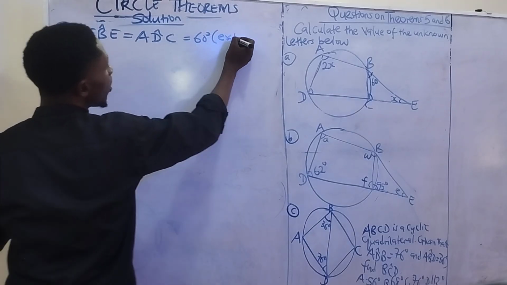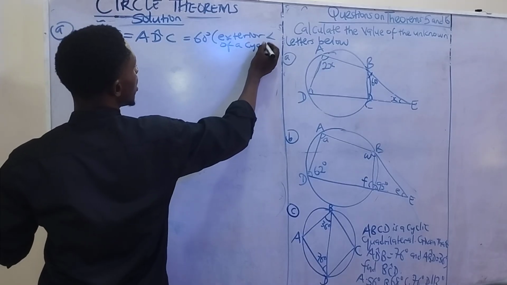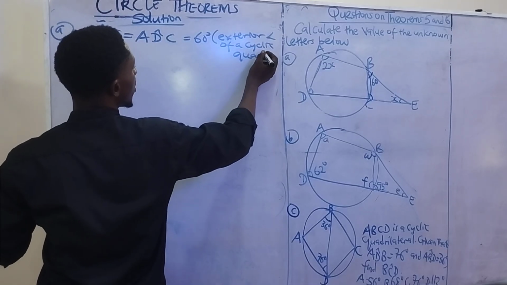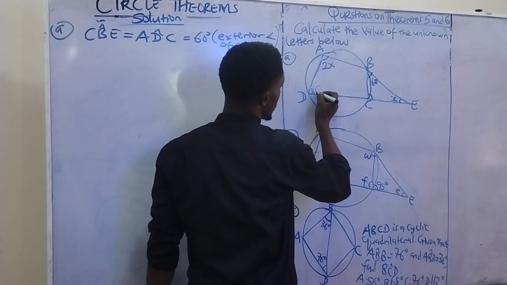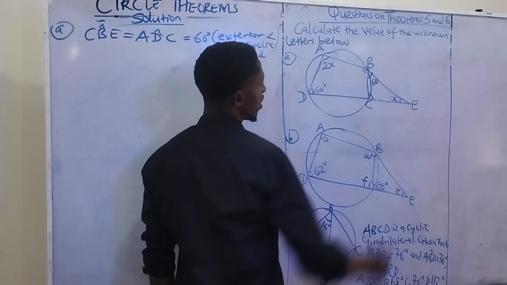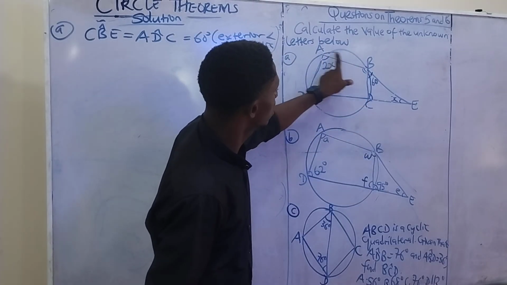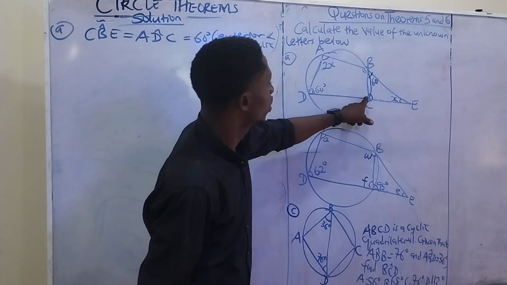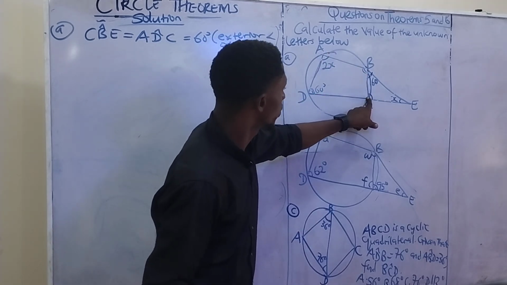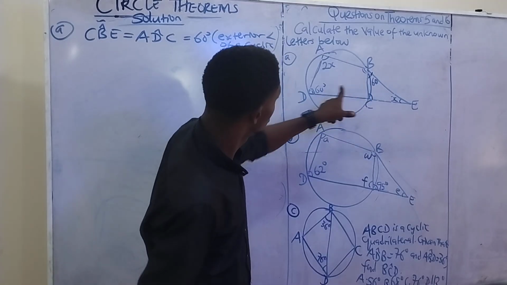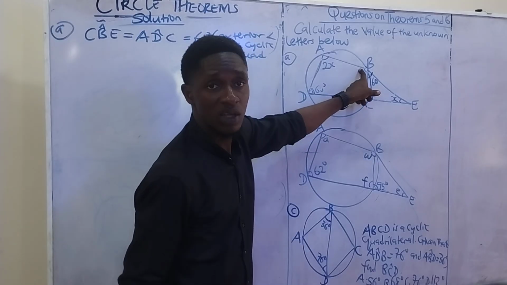That is the exterior angle of a cyclic quadrilateral. So it means that here is now 60. How do we get this angle here, which is ABC? So for us to get ABC, what are we going to do? We have to look at this critically. You will see that we are plotting here. This is the opposite angle of a cyclic quadrilateral.